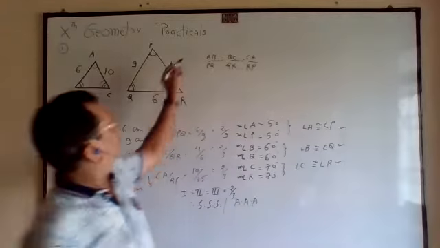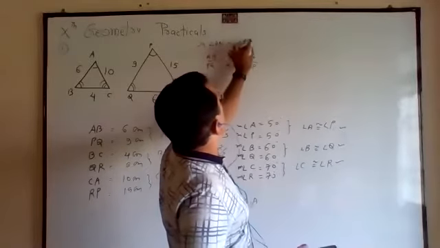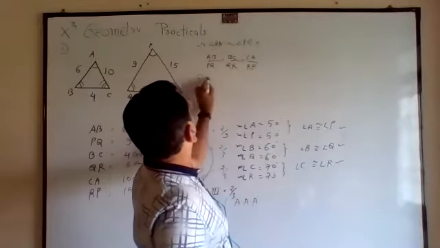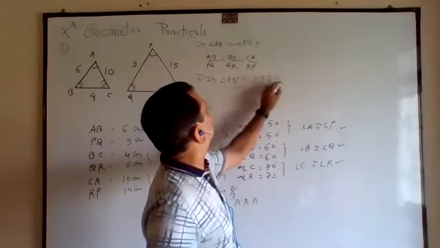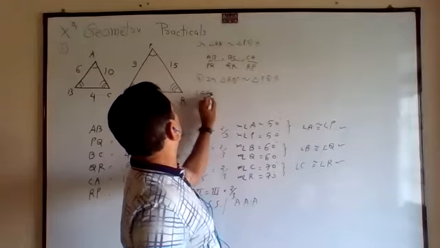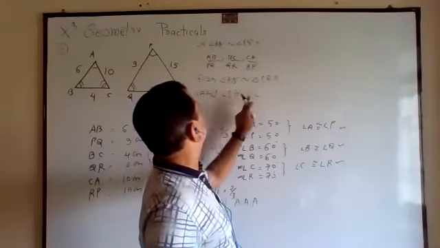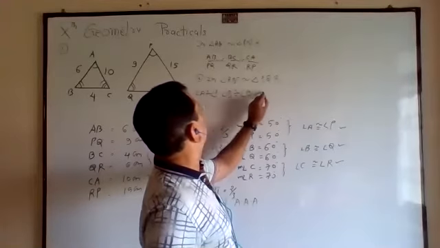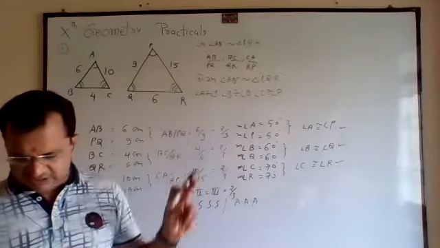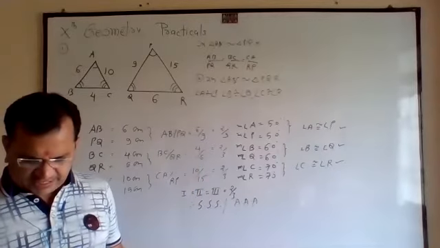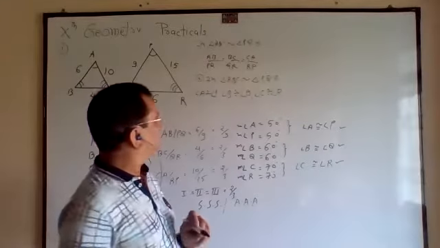In the first, what will you write? Triangle ABC is similar to triangle PQR. Second, in triangle ABC similar to triangle PQR, angle A congruent to angle P, angle B congruent to angle Q, angle C congruent to angle R. First answer is this, second answer is this. Write the corresponding components of ABC, PQR for SAS.